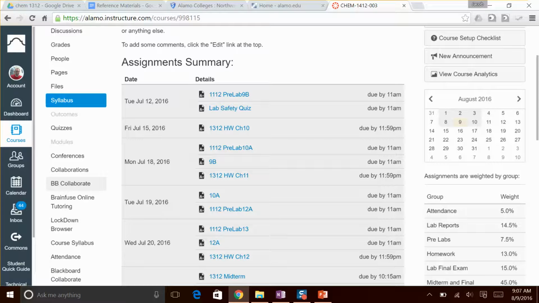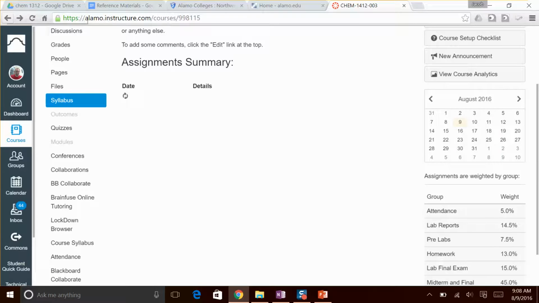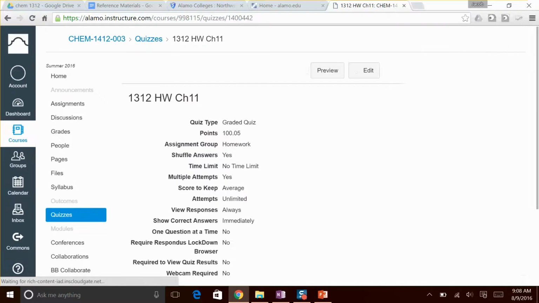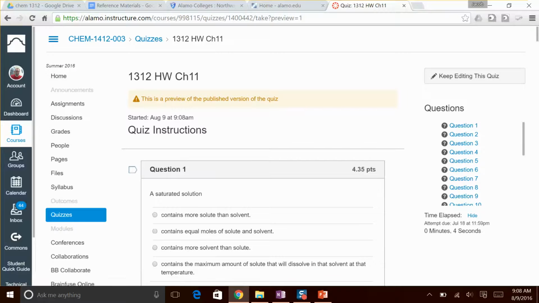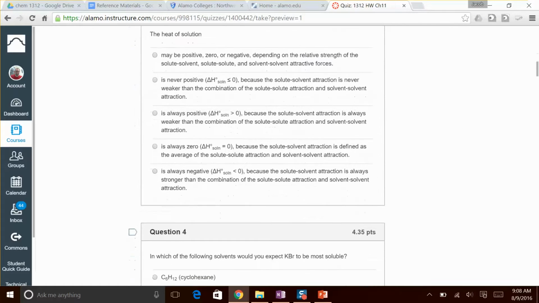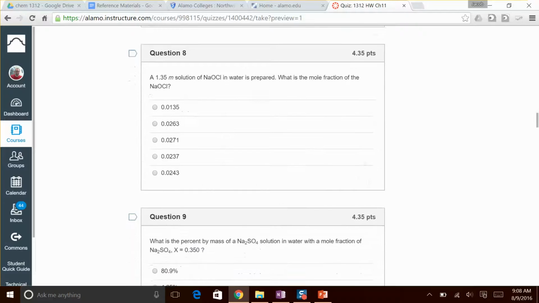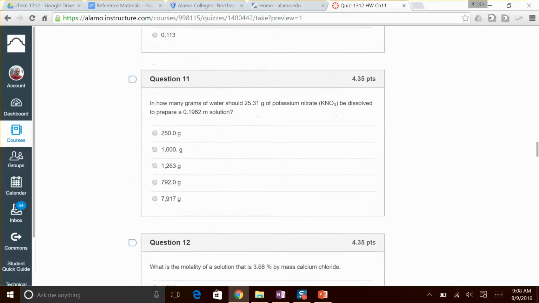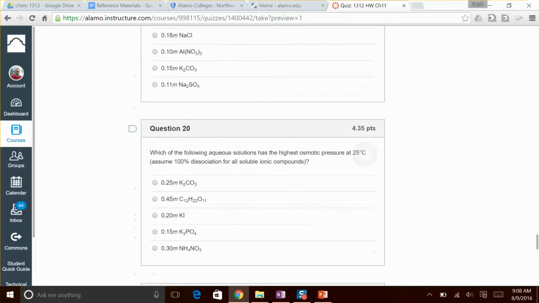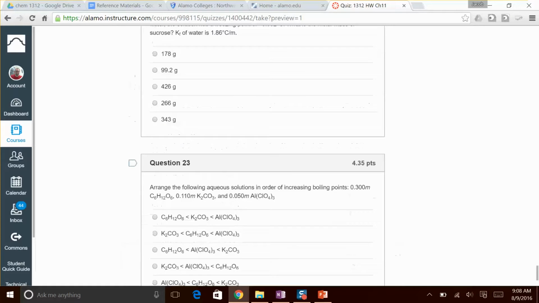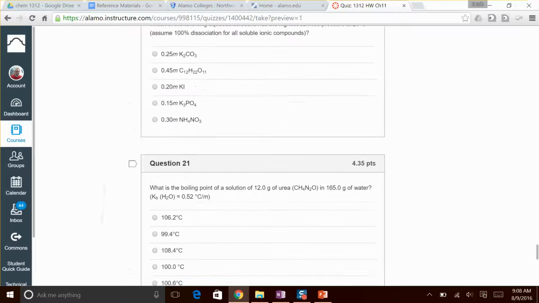Okay, chapter 10? No, 11? Dang it. I think it was 11. Can we do some freezing point? Yeah, we can. We can do some of those. Okay. This should look familiar, right? So here's a freezing point. Let's see.